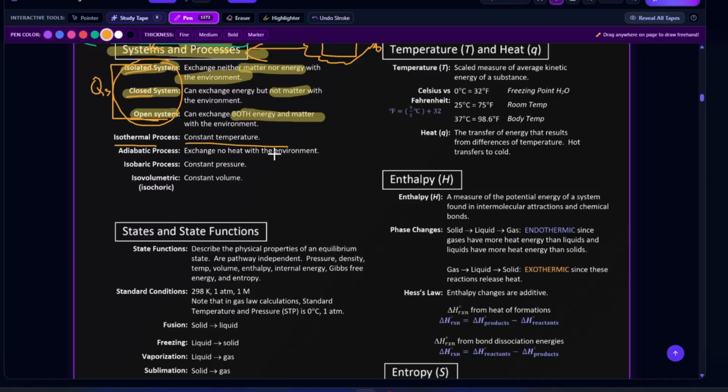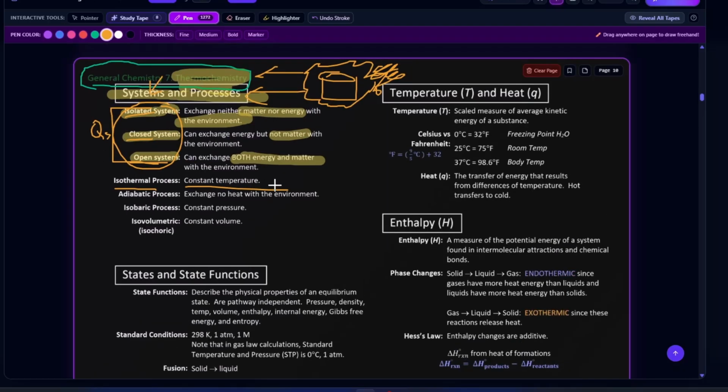An isothermal process is when everything can change, but the temperature is constant, okay? An adiabatic process exchanges no heat with the environment. An isobaric process is constant pressure. And isovolumetric means constant volume. It's also known, in brackets, as isochoric. So those are systems and processes.